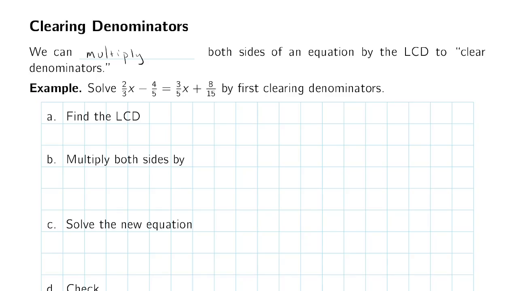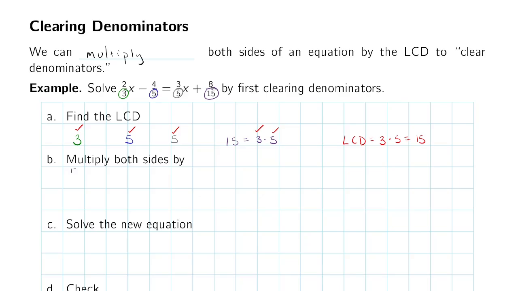As in this example, we have a linear equation with fractional coefficients. The denominators here are a 3, a 5, another 5, which I'm going to just write down again, and a 15, which is equal to 3 times 5. Looking at the factors here, my LCD is going to be a 3 times a 5, which is 15. If I multiply both sides of this equation by 15, I claim I'm going to get something with all integer coefficients. So let's see how that works.